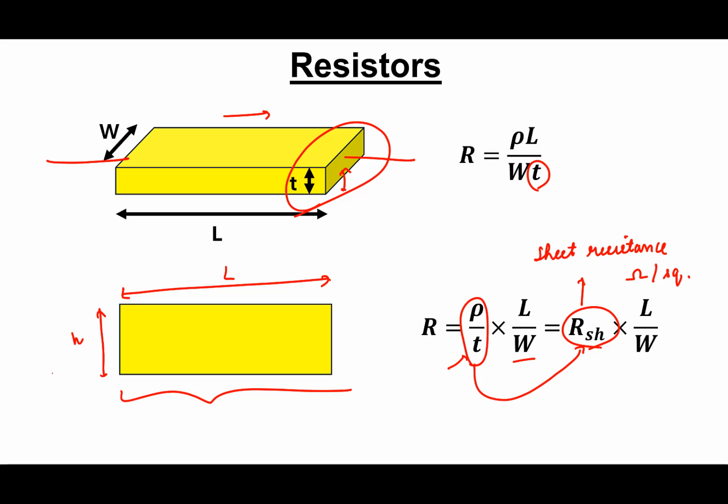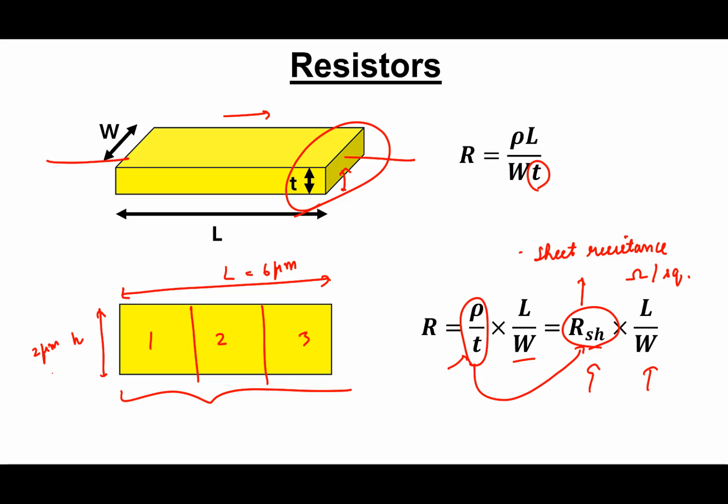For example, let us say the length is say 6 micron, width is say some 2 micrometer. So I know that I have 3 squares here, right? Square 1, square 2, square 3. So my total resistance is sheet resistance times 3, right? So that's why we call the units ohms per square.